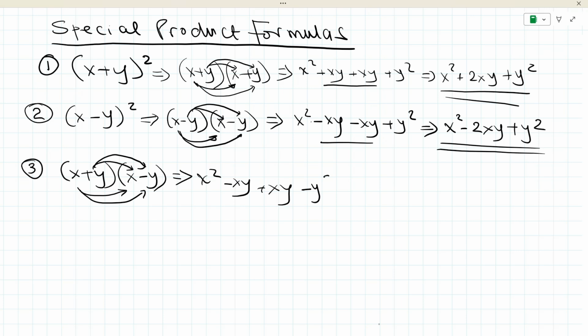And because these two again in the middle are similar, they cancel each other out. And we are left with only x squared minus y squared as our final answer. And this is considered to be a difference of squares. So if you factor a difference of squares, you have x plus y multiplied by x minus y.